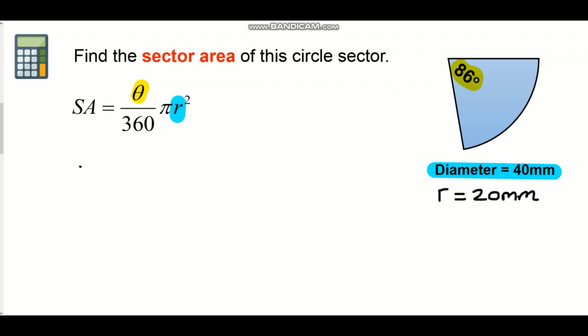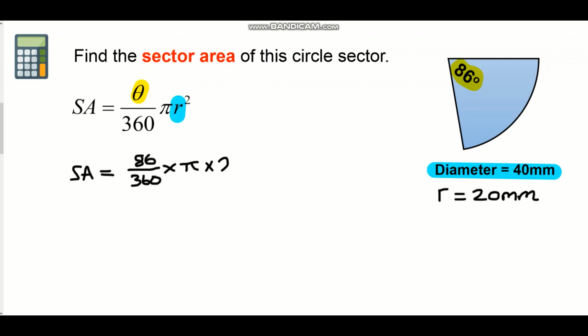Okay, so my substitution stage, I write down SA, which stands for sector area. My angle goes on the top, that's my internal angle. 360 goes on the bottom, that's how many degrees in a full circle. I'm going to multiply that by pi. Remember, if you're using a scientific calculator, you can use the pi button. If you're using a calculator that doesn't have a pi button, then go ahead and use 3.14, which is an approximation. It's close enough for the purpose of this activity.